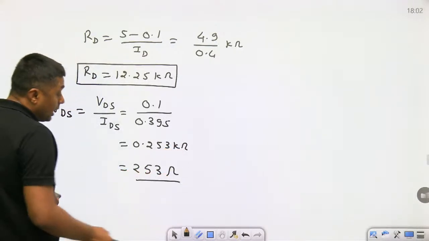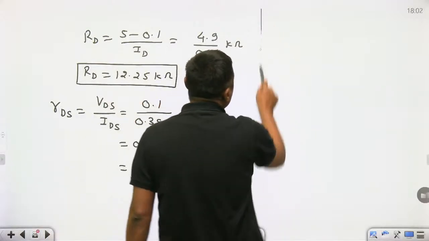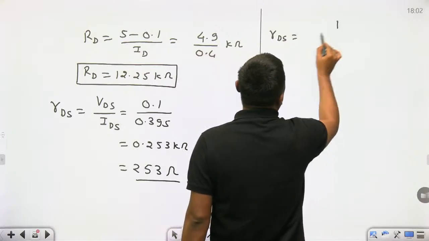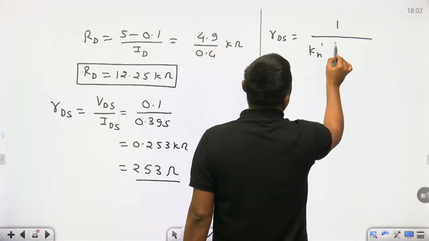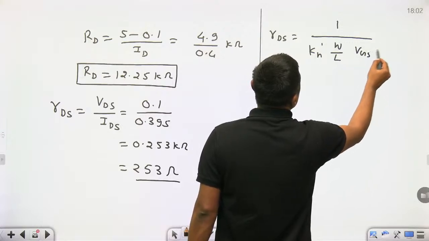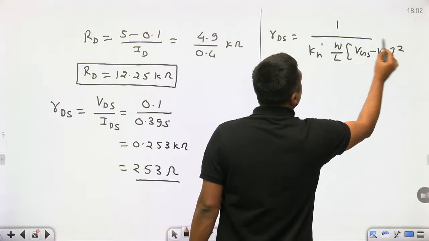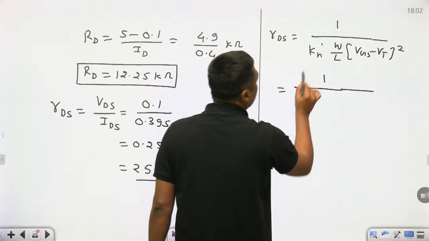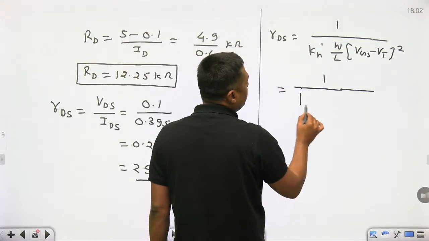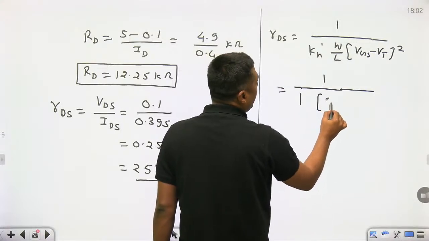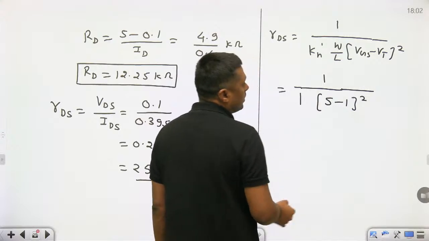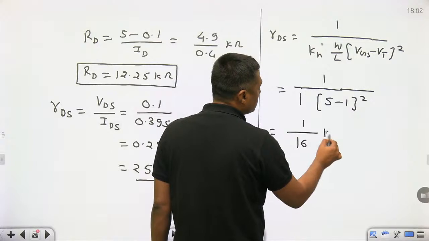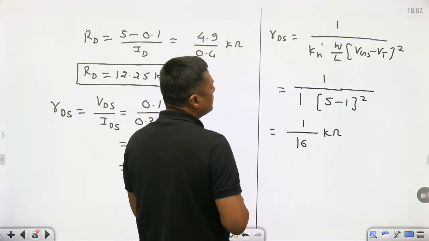That is the value. Otherwise, what is the standard formula for VVR when the VDS is very, very small? You can also find directly RDS is equal to 1 upon K and S W by L, VGS minus VT, the whole square. That is the formula. So K and S W by L is given as 1 milliampere per volt. VGS is given, 5 minus 1 the whole square. You will get 1 divided by 16 kilo. Find the value. That is the formula, no?